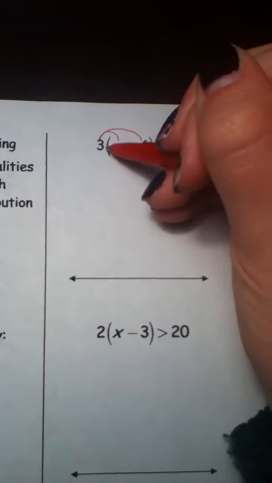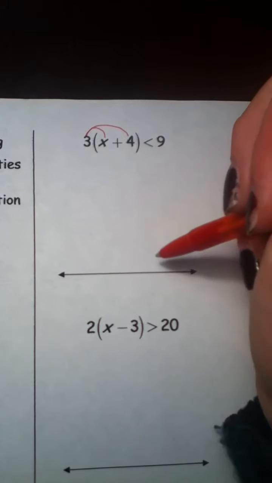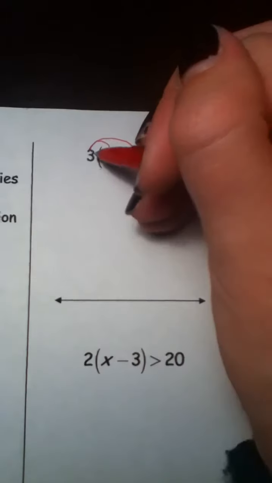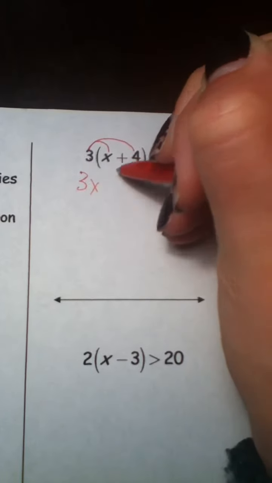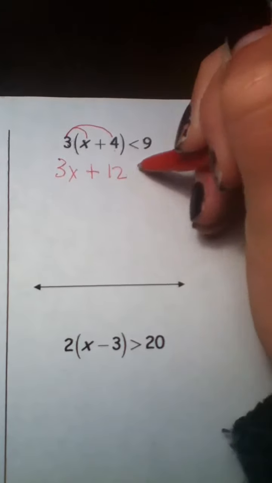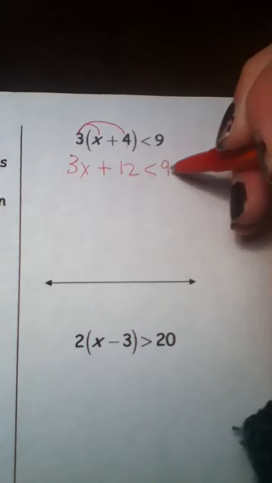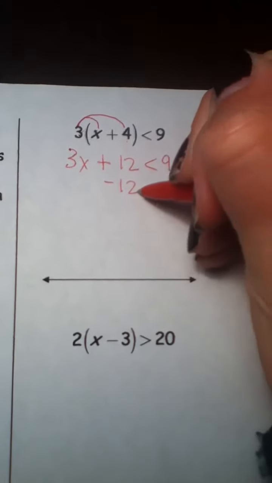What are we doing with this 3? What operation? Adding, subtracting, multiplying, dividing? Oh yeah, that's right, multiplying. So 3 times x, we get 3x. Plus 3 times 4, we get 12. Okay, keep our sign. Now, same thing like on the other page. Opposite.